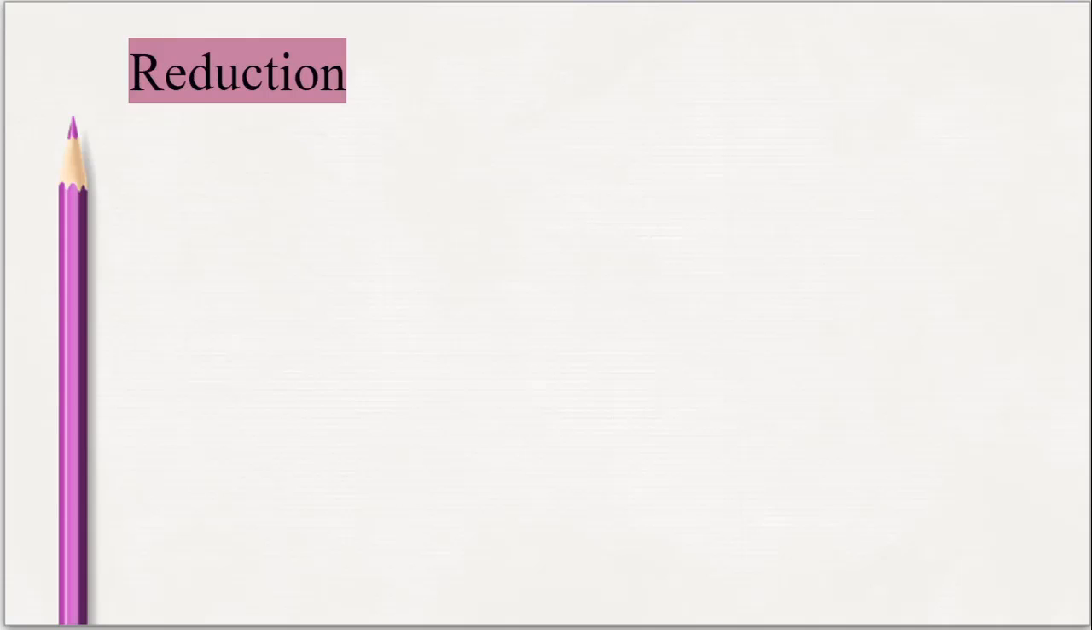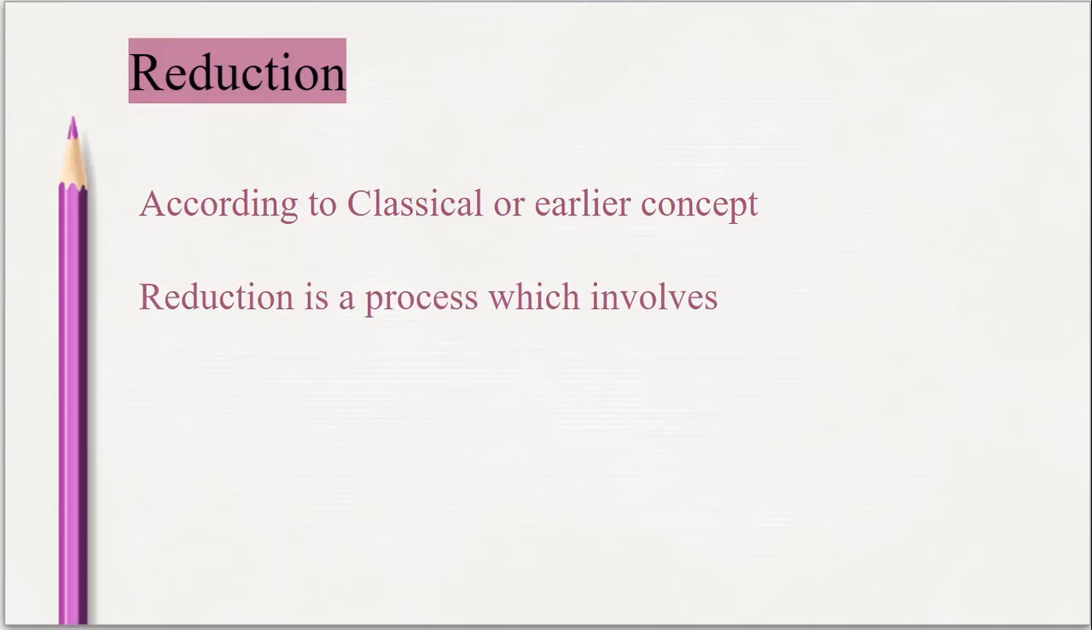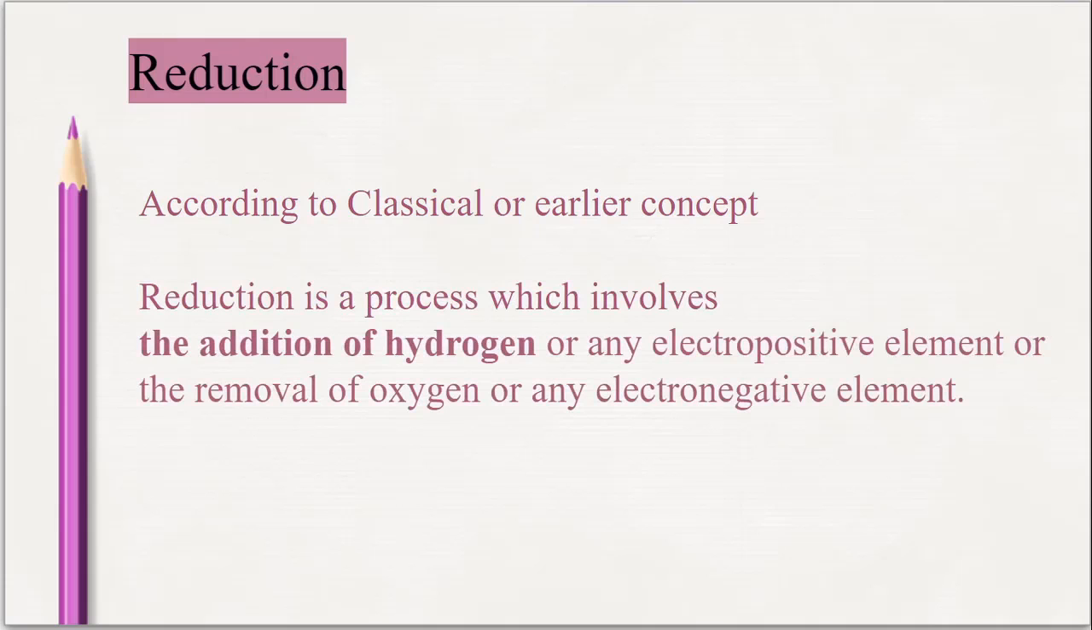Now let us see what reduction is. According to the classical or earlier concept, reduction is a process which involves the addition of hydrogen or any electropositive element, or the removal of oxygen or any electronegative element. Reduction is totally different from oxidation. In reduction, there is an addition of hydrogen and removal of oxygen.